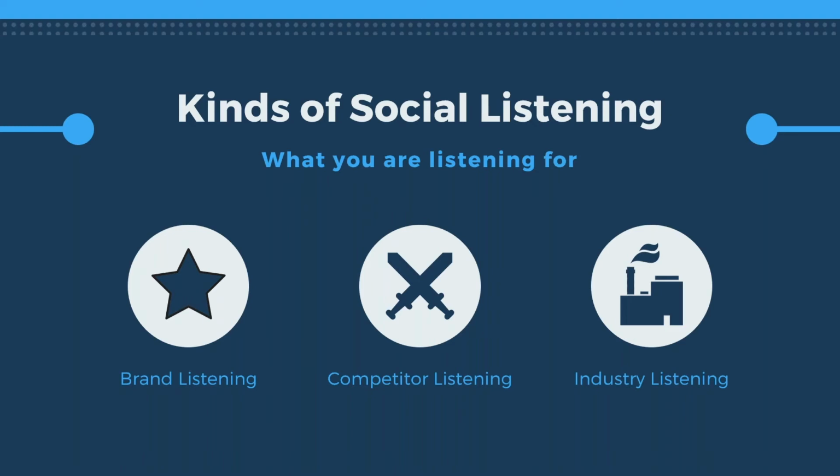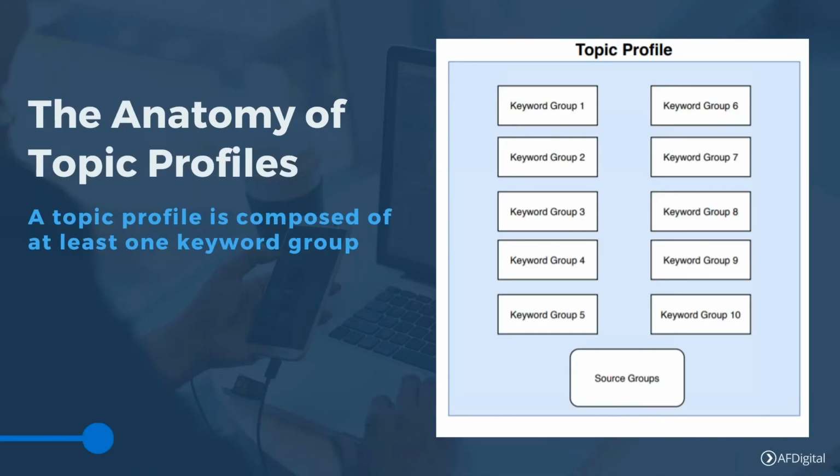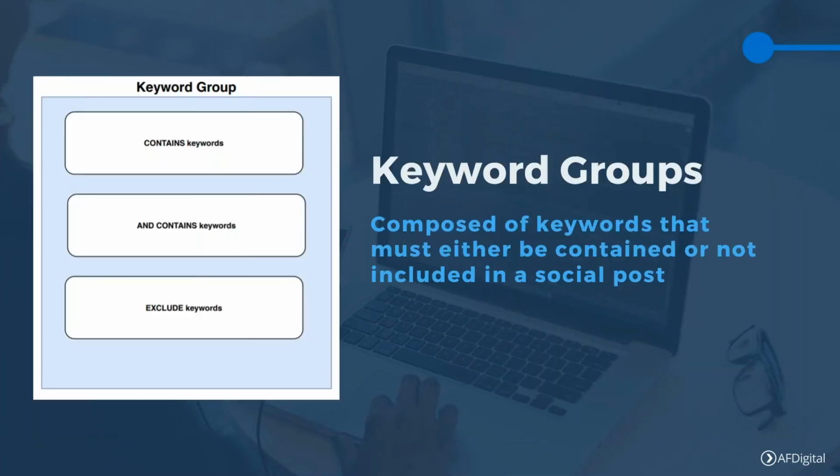But in order to do that, it's better to have a general understanding or a deeper understanding of topic profiles in order to build it properly and optimize it. So we're going to be discussing the anatomy of topic profiles. So a topic profile is composed of at least one keyword group. And in that particular keyword group, it's composed of keywords that must either be contained or not included in a social post. So as you can see, it can either be contained or excluded in that particular social post. Later on, I'll be building a topic profile from scratch just so that these concepts are further explained or further cleared for you guys.